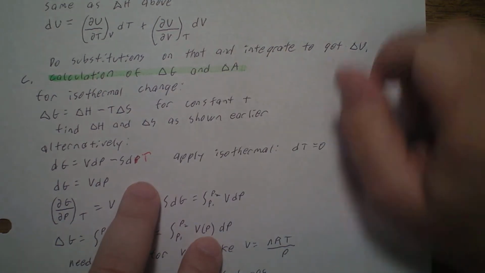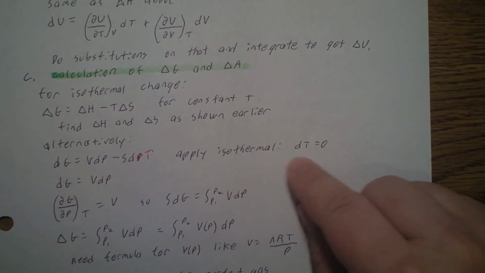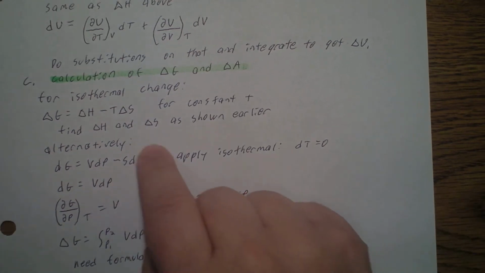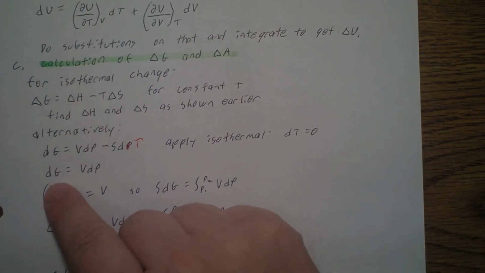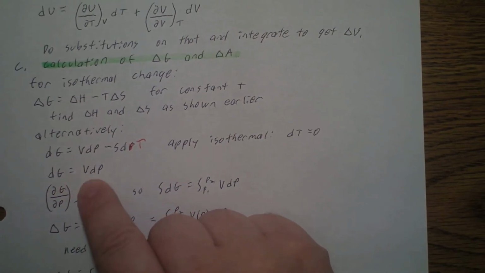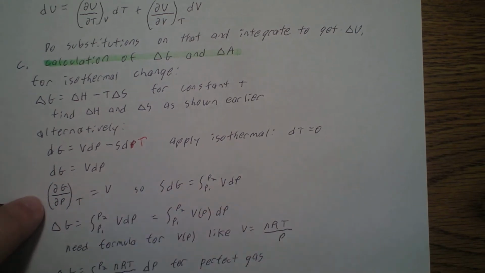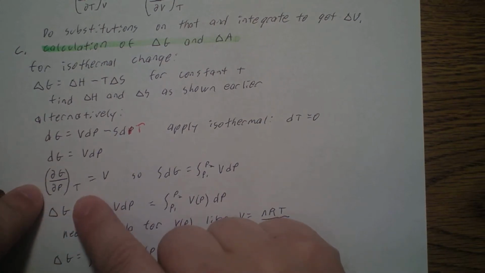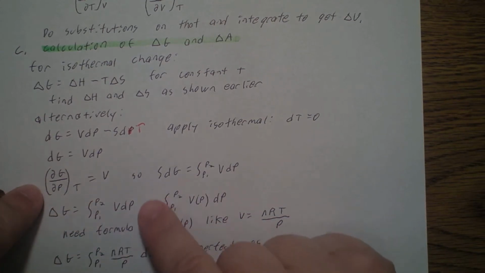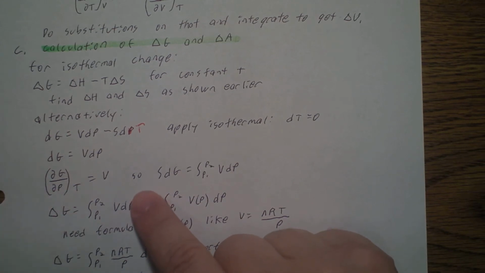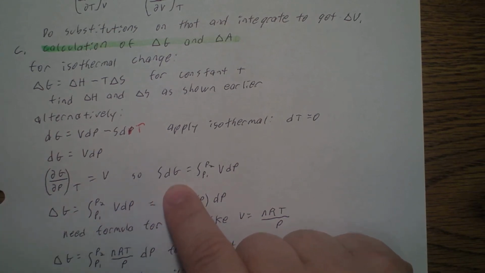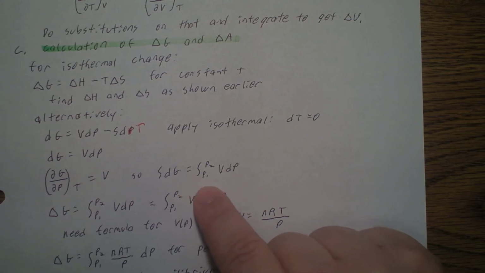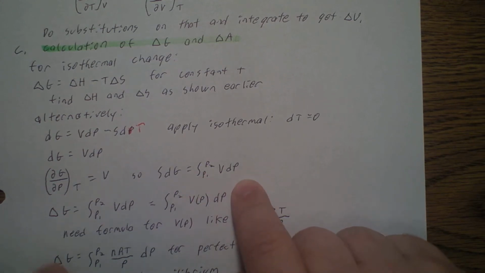dT. So we're going to say it's isothermal, so dT is equal to 0. So this whole term is equal to 0. So the differential of Gibbs free energy is equal to volume times the differential of pressure. So we have the partial derivative of the Gibbs free energy with respect to pressure, holding temperature constant, is equal to volume. So integrating that, we just get the integral of the differential of Gibbs free energy is equal to the integral from pressure 1 to pressure 2 of volume times the differential of pressure.